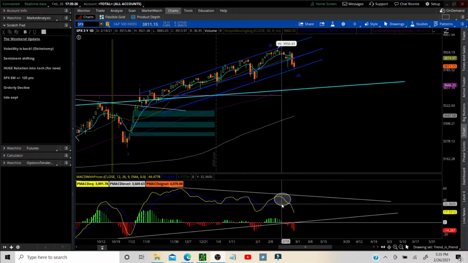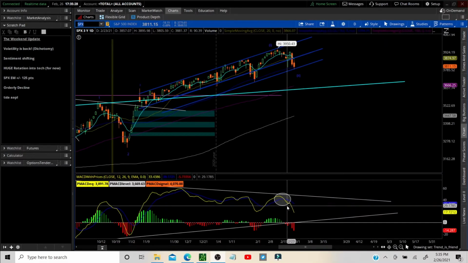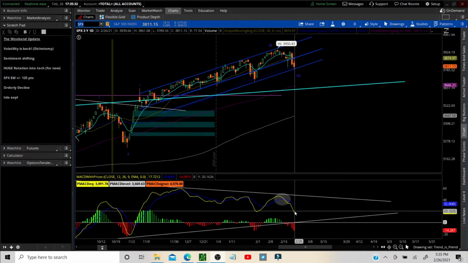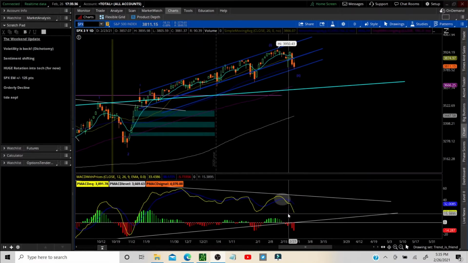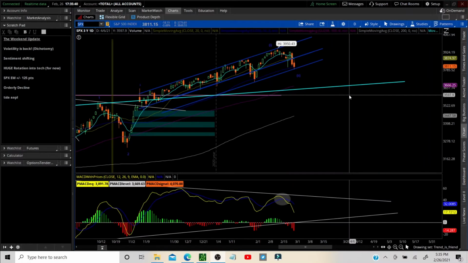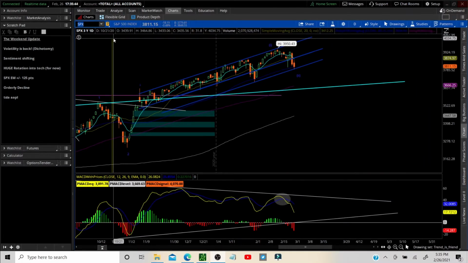We can head down further. That's definitely a possibility, but I think we're gonna bounce at this point, at least just a bounce. And I'll show you why, because I think tech's gonna lead. Let's go ahead and move over to the QQQ. Let's see what's happening over there.